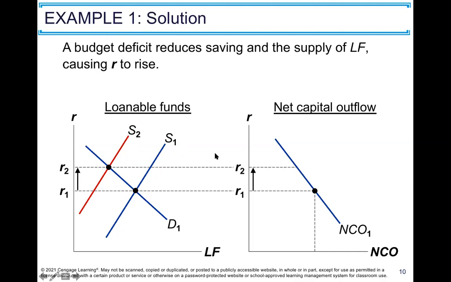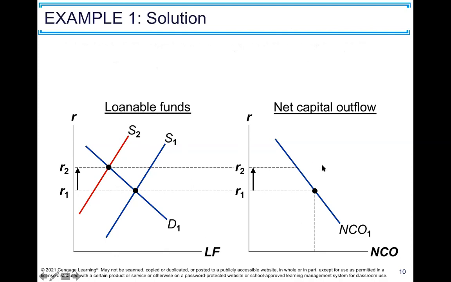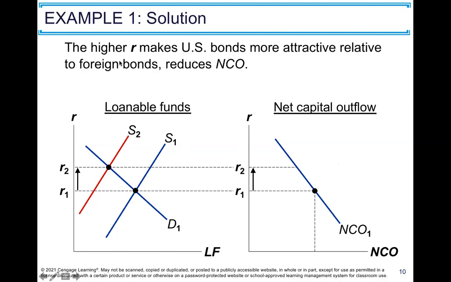And at that interest rate, now we can take this new interest rate all the way over to the net capital outflow graph. And we know that that's just a downward sloping NCO graph. Now at this new interest rate, R2, and note, this R2 was determined by the loanable funds market. We had a change here. It determined this new R2. And then we just took this R2 and said, okay, now this is our new R2 over here. What happens to NCO? What we find is that a higher R makes U.S. bonds more attractive relative to foreign bonds and reduces NCO.